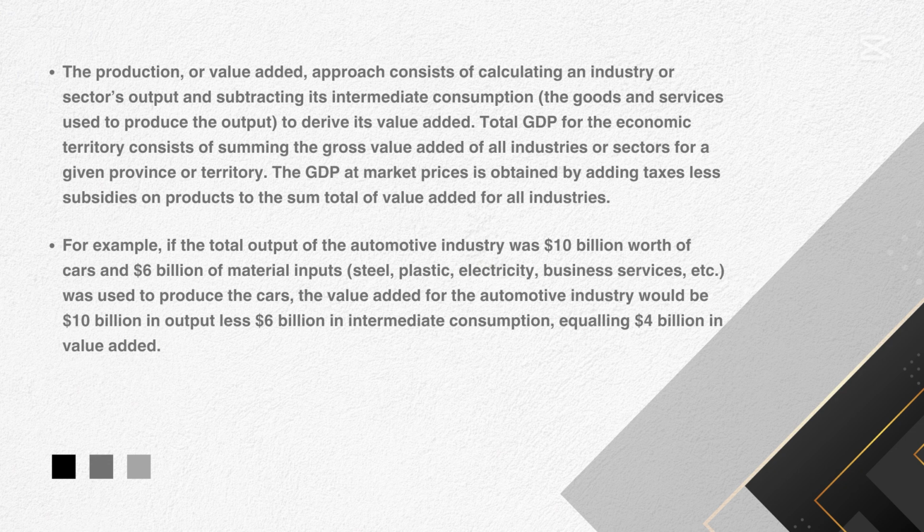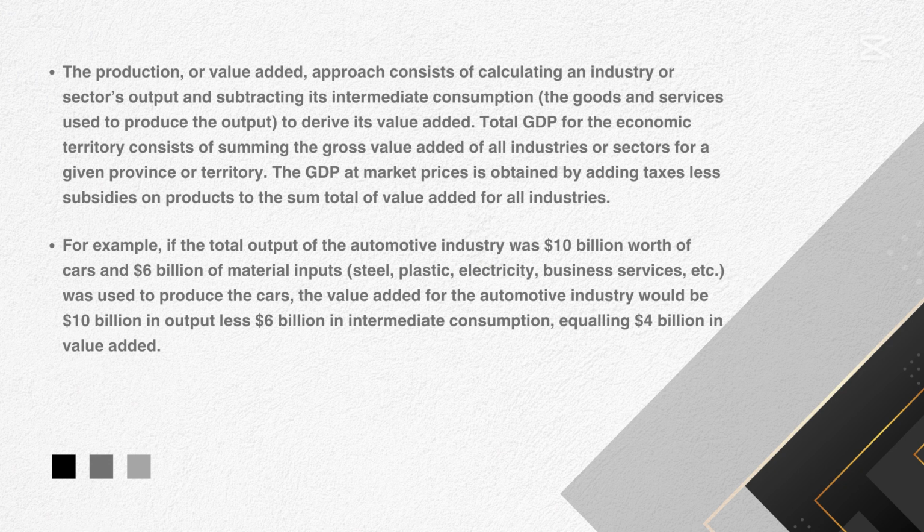Number one is start with the total output. This is the value of the goods or services produced by an industry. For example, the car industry produces 10 billion worth of cars. And number two, subtract the cost of inputs. These are the materials and services used to produce the good, like steel, plastic, and electricity. Let's say the car industry uses 6 billion worth of these inputs. And number three, what's left is the value added. Subtract 6 billion from the 10 billion, you get 4 billion. That's the value added by the industry.